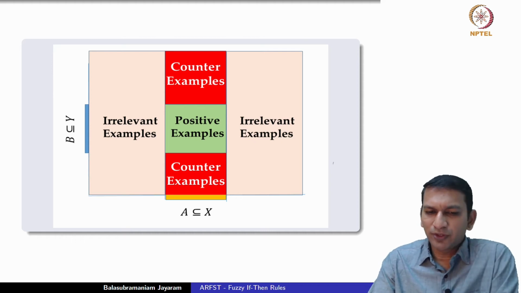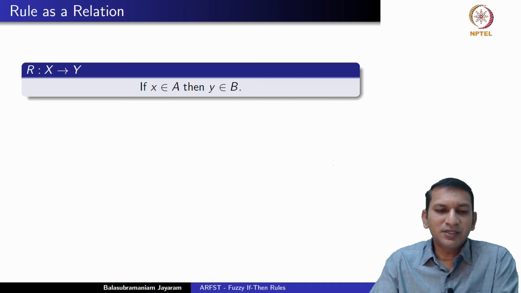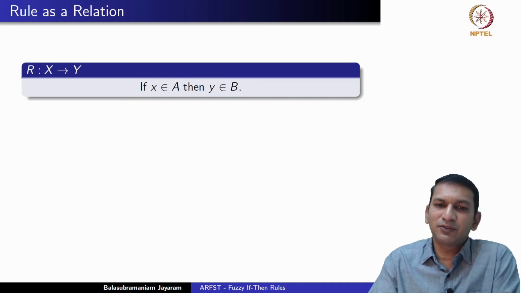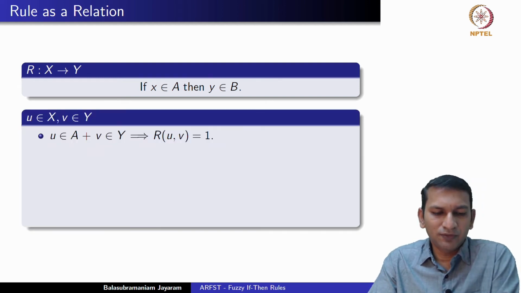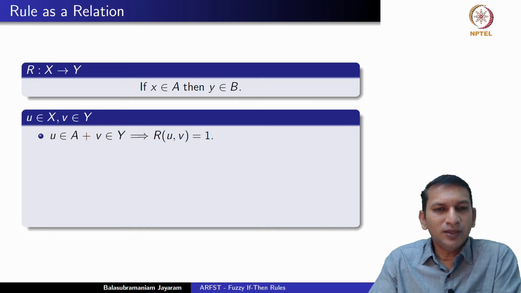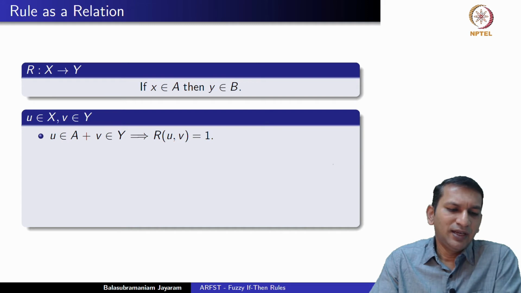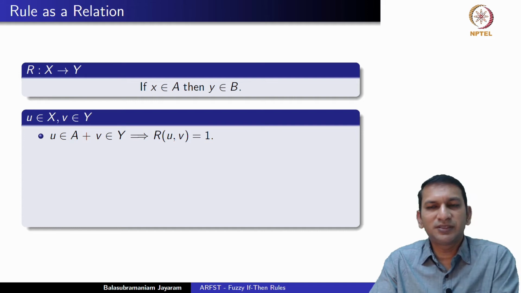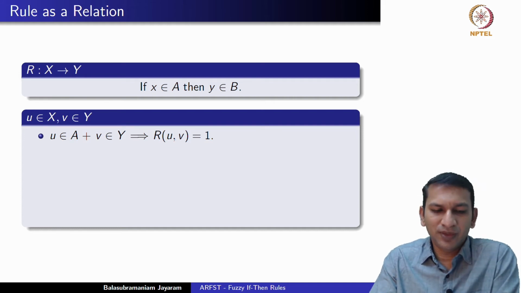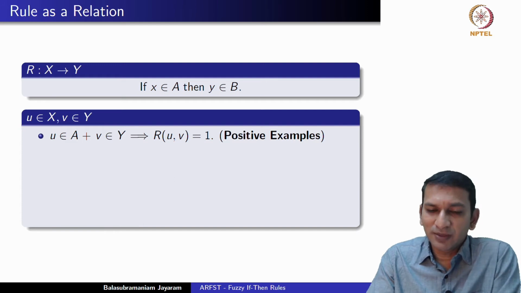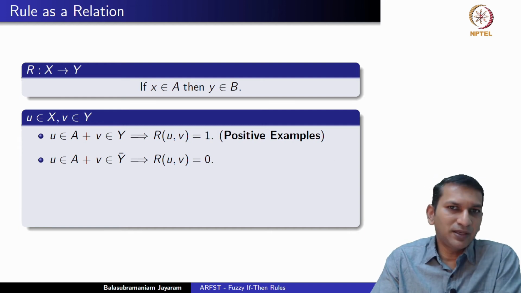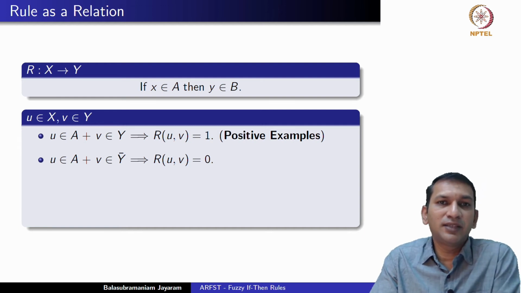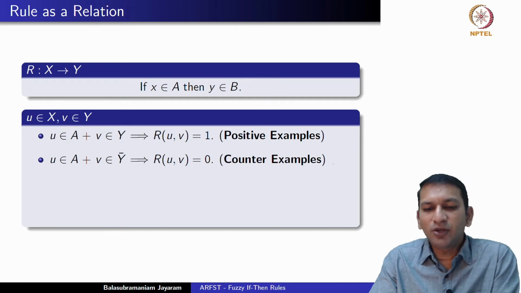So when you see it from this point of view, you can think of representing this rule, X element of A then Y element of B, by a relation. Then you wonder, given a pair of elements, U from X and V from Y, how this relation should be constructed. It is clear that if U belongs to A and V belongs to B, for this ordered pair, R of UV is equal to 1, because that's what this conditional tells you. So these are the positive examples. Similarly, if U belongs to A and V belongs to B complement, then R at that point is actually 0. These are the counter examples.